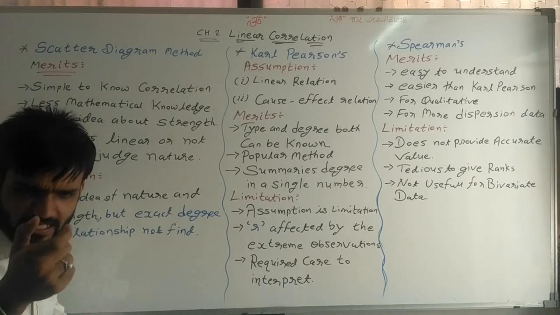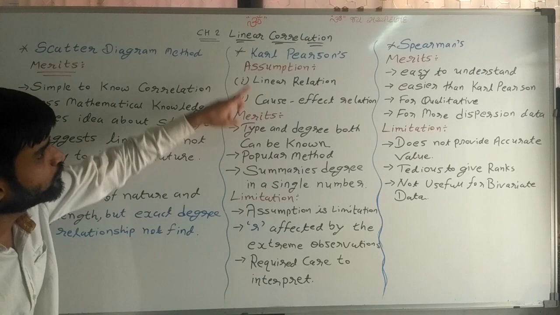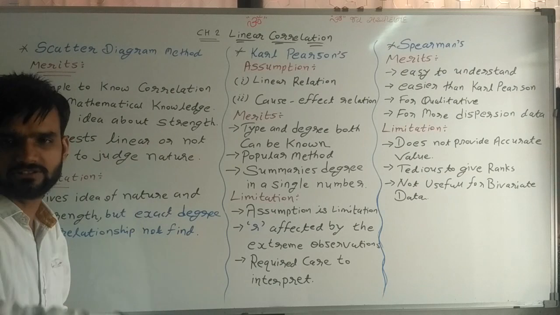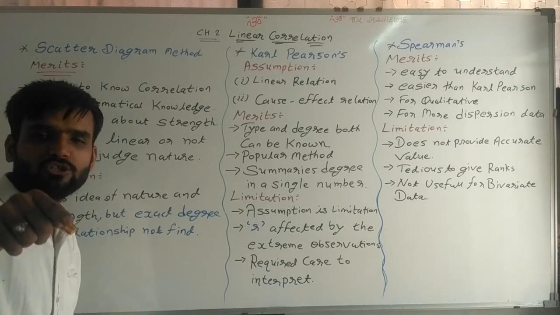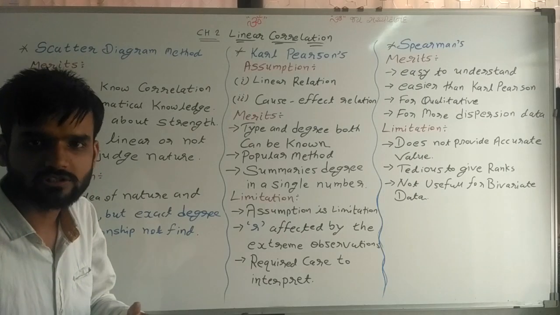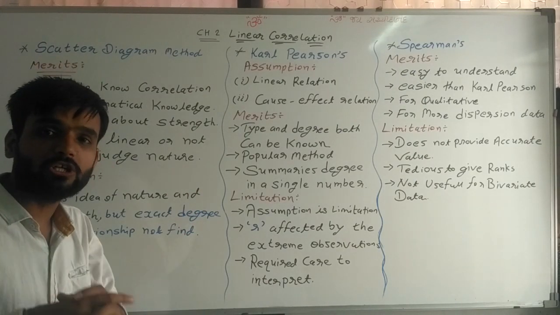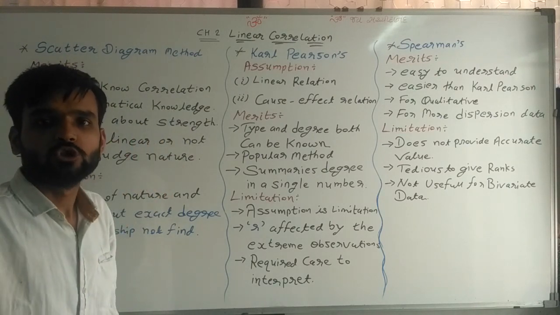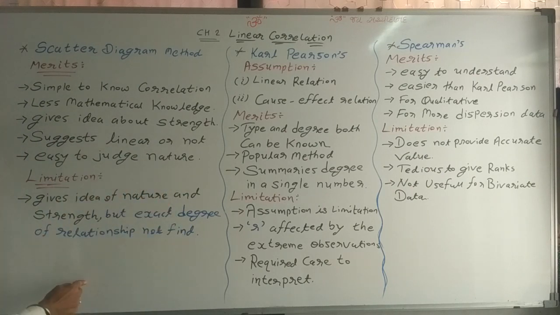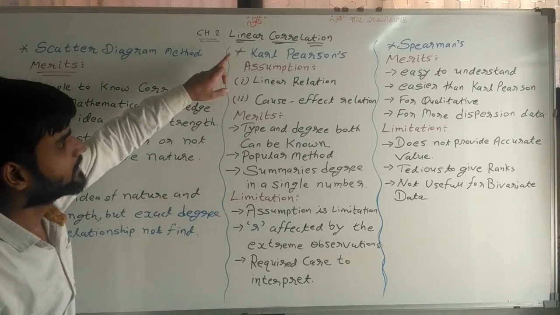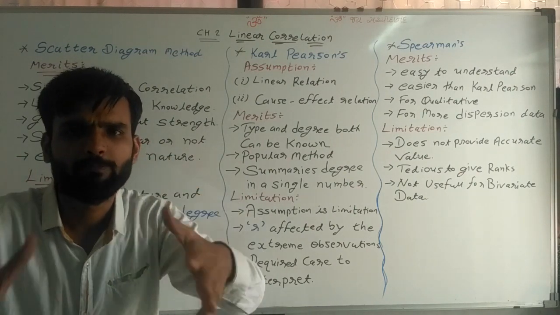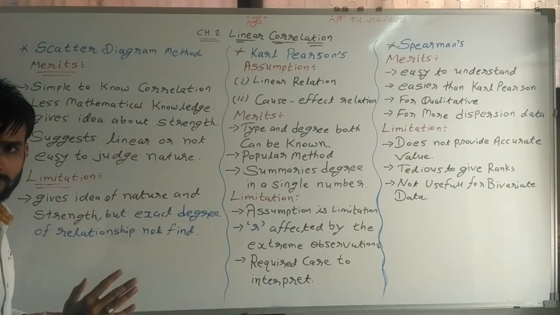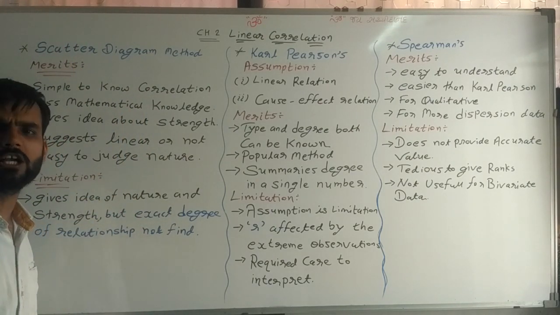To find exact value, proper value, Karl Pearson comes into the picture. Karl Pearson said, I am giving you the method to solve the sum and to find relation between two variables, and I give exact value. So to eliminate the limitation of scatter diagram, Karl Pearson entered into the picture. So, merits and limitation clear? 100% clear. I am confident about it.